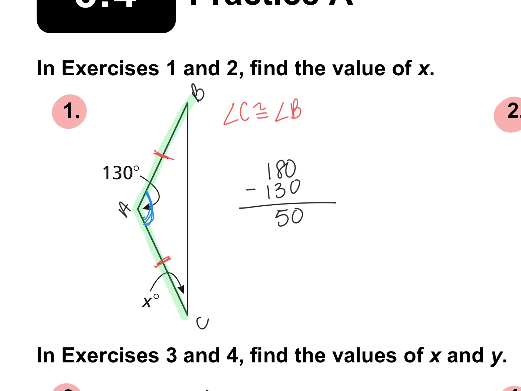But we already stated that these two angles are going to be congruent, so they have to be equal. So what would I do with my 50? 25. Good, so I'm taking that 50, I'm dividing it by 2. X is going to equal 25 degrees. Any questions on this one? This one was hopefully pretty easy.